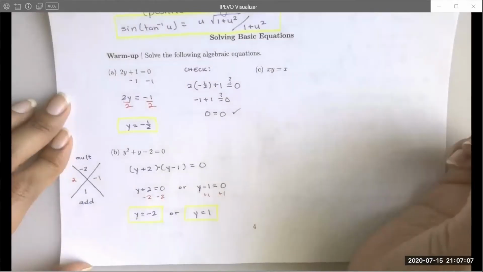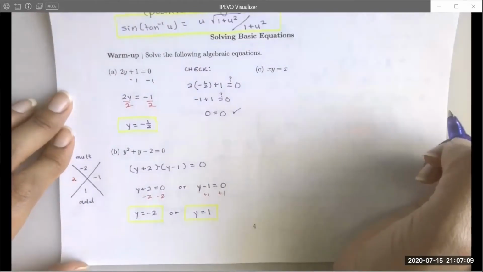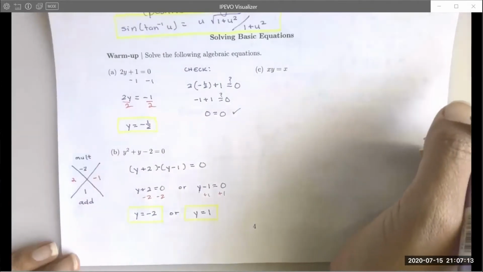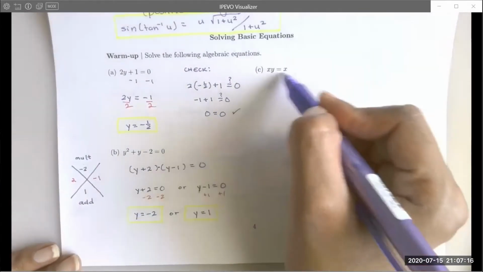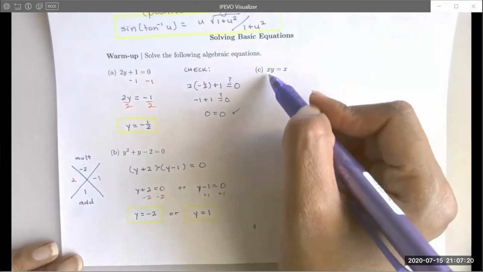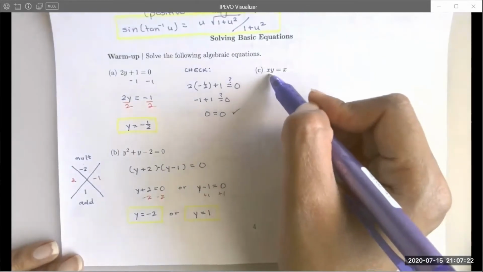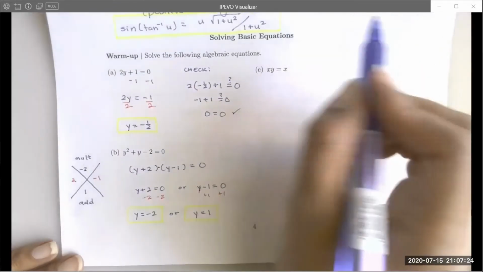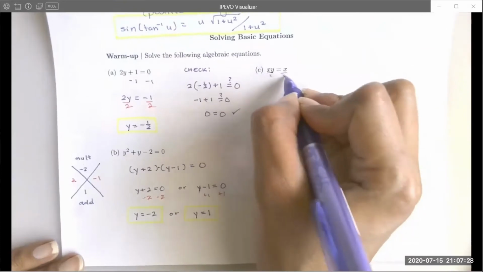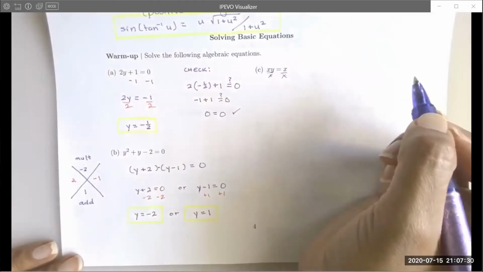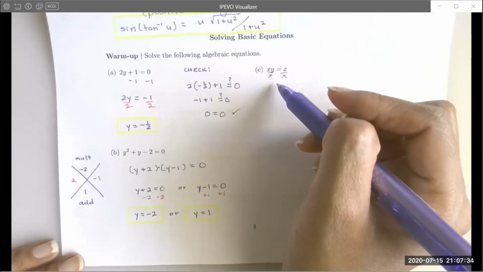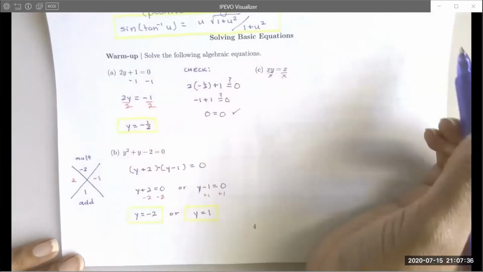Okay. What about for C? Well, for C, it's a little bit more interesting because we have two variables, and on the left-hand side, it's the product of the two. So let me just tell you what you cannot do first, okay? You cannot divide both sides by x, and I'll tell you why. Because you don't know if x is 0 or not. And if x can represent 0, then division by 0 is not allowed.